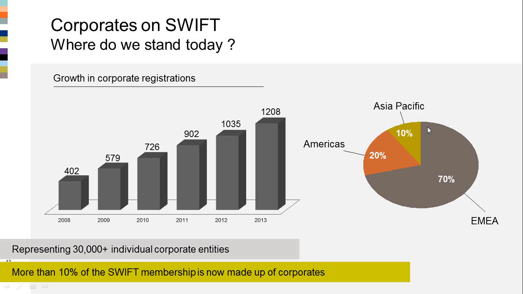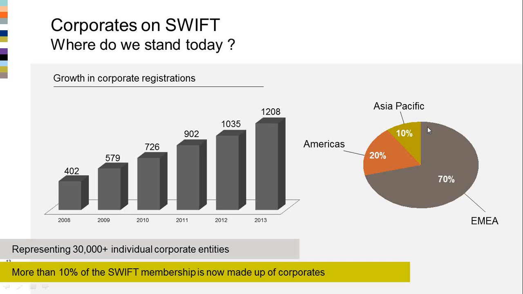So if that's what the proposition is all about, where do we stand today in terms of take-up in the market? The bar chart on the left actually shows the take-up over the last 6 years or so. And you can see year on year we've typically added between 150 and 200 new corporates. We finished last year, 2013, just above the 1,200 mark. And I'm told that midway through this year we've added more than 100 new corporates since then. So today the latest figure is in excess of 1,300 corporates worldwide.